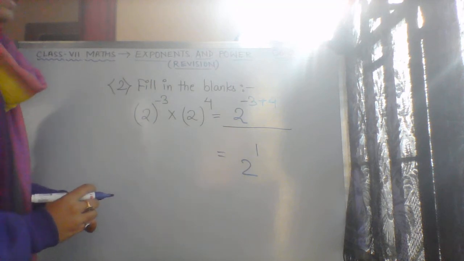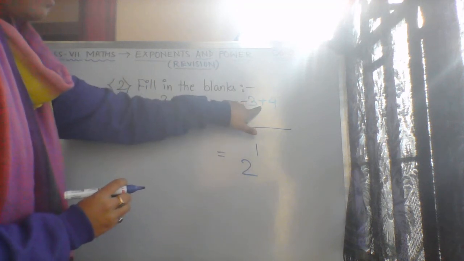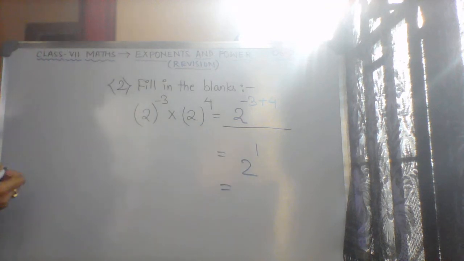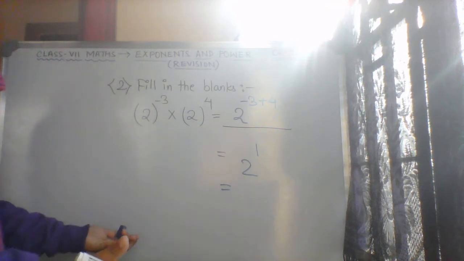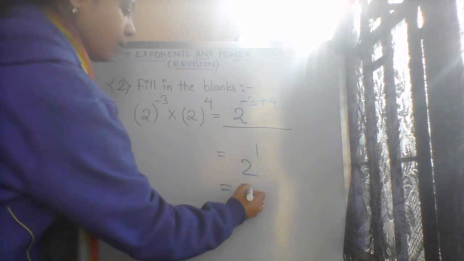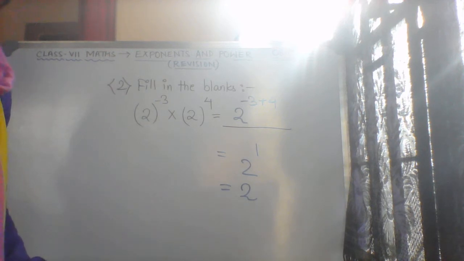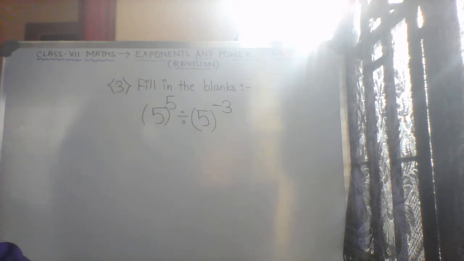And the greater number is 4, before that is a plus sign. So plus 1. So 2 to the power 1 means how much? 2 is multiplied only one time. So it will be 2 only. Okay, so here you have to identify in which form they are present. Now moving on to the next one.